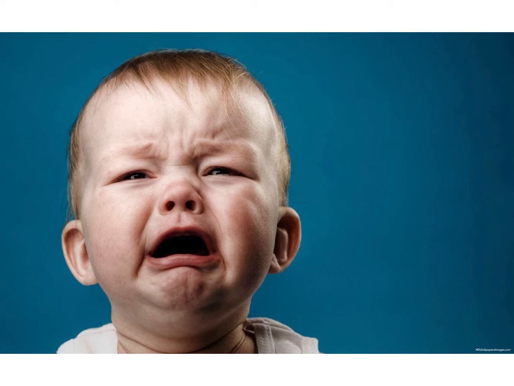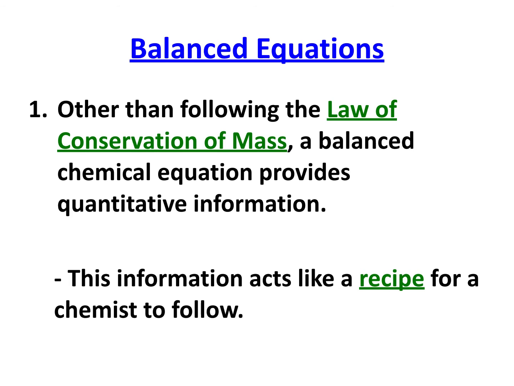So how does this all relate to stoichiometry? So if you guys want to get out your notes, as always, anything in green words are important and you can copy down. So other than following the law of conservation of matter, we already went over this, that mass cannot be created nor destroyed in a chemical reaction. Therefore, we balance these chemical reactions with those coefficients that we put in front. So this pretty much acts like a recipe for a chemist to follow.